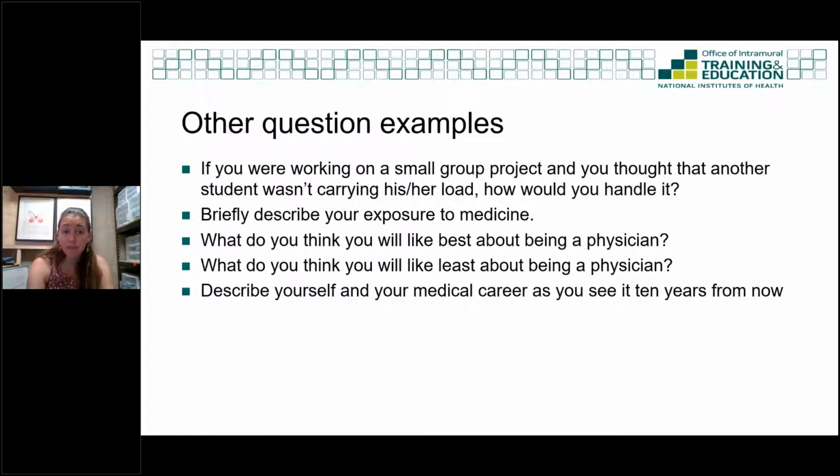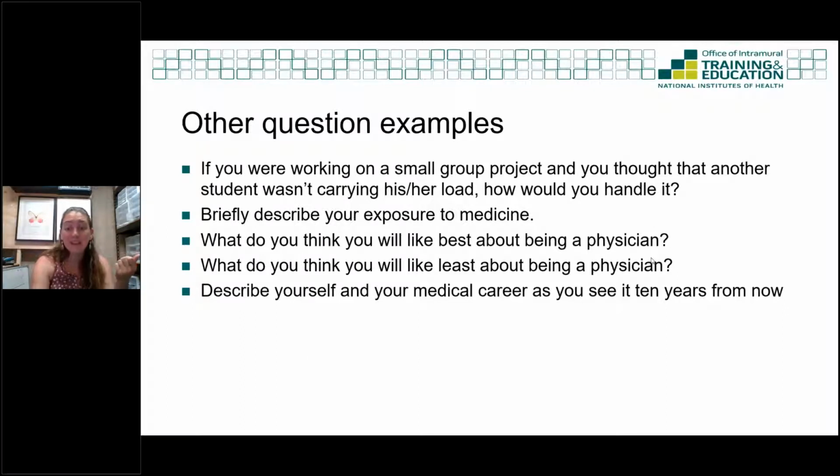Just some other examples of types of questions. If you're working on a small group project and you thought another student wasn't carrying his or her load, how would you handle it? So again, they're looking for these type of behavioral questions. How have you handled these situations in the past, and how are you going to handle those experiences when you enter their medical class? What are the types of things that you are going to do? What skills do you have? What communication skills do you have? What feedback skills do you have? What other OITE workshops have you participated in that can help you think through these things? Have you done workplace dynamics? Do you have an idea of how to work through conflict and teamwork and these other things that are really so important throughout the rest of your career journey in lab, but also elsewhere as you are moving into the future?